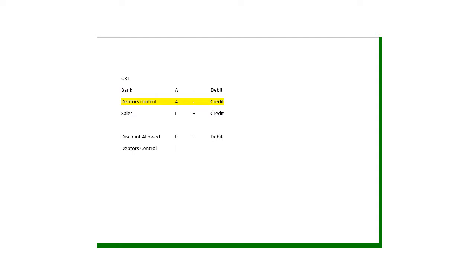It's a debtor. We already said it's an asset. If I give him discount, it means he will now owe me less. And I make it less on the credit side.